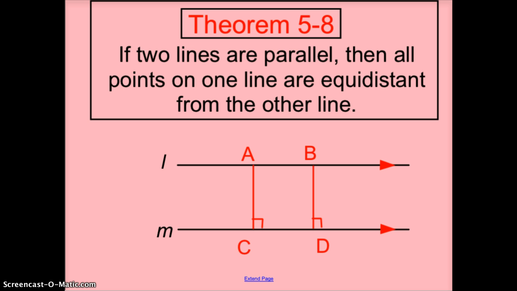The first theorem says that if two lines are parallel, then all the points on one line are equidistant to an opposite point on another line. That's not to say that AD is congruent to BC, just that AC, when drawn at a perpendicular angle, is equidistant just as BD would be equidistant to each other, as long as these two sections right here are perpendicular to each other.